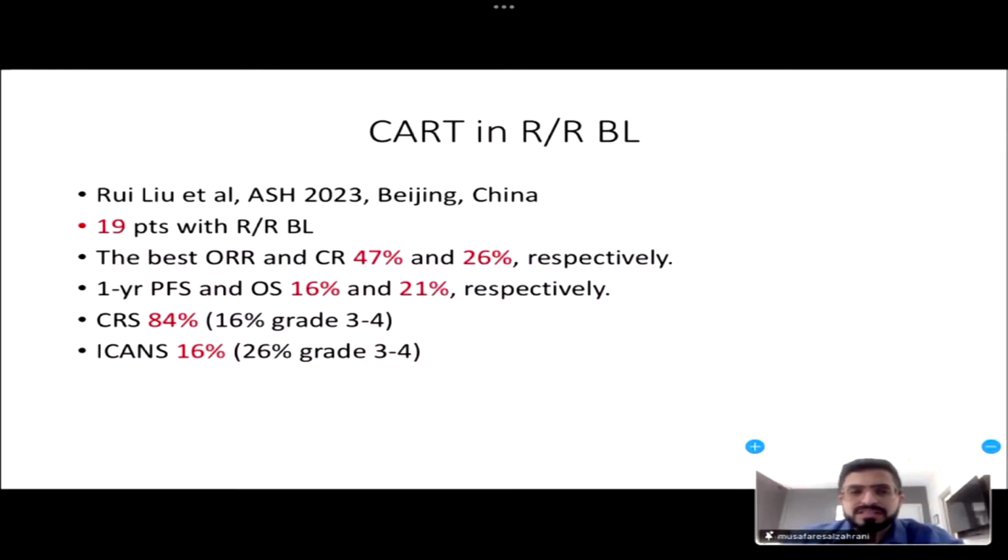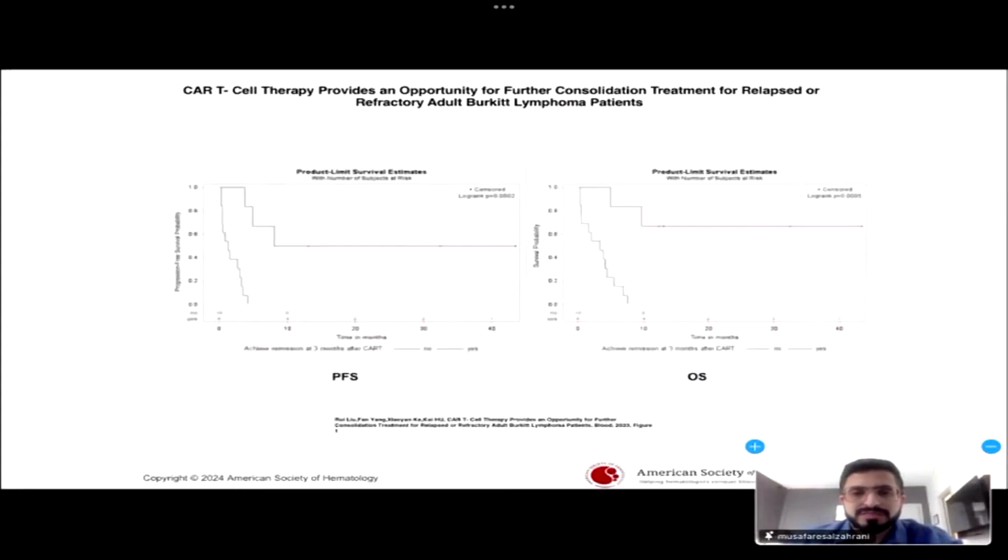The CRS rate was 84%, with 16% grade 3-4, and ICANS was 26%, of which 16% were grade 3 to 4. The best overall response rate was around 50%, and 1-year overall survival was 21%. One of the things they looked at was the achievement of remission at 3 months, and this was a poor prognostic factor for patients who do not achieve remission after 3 months from CAR-T.